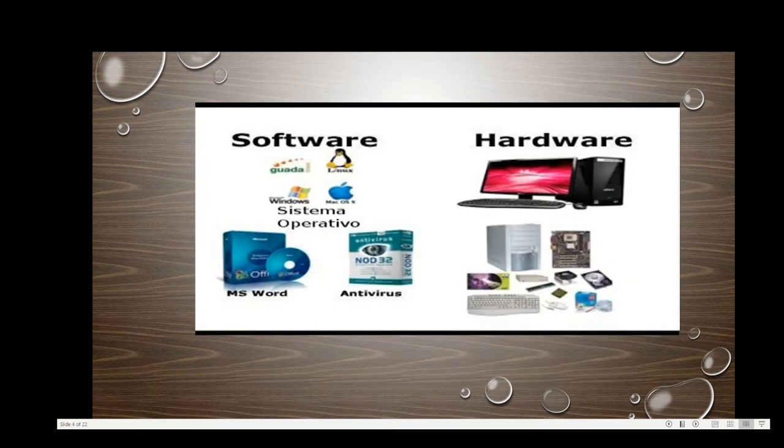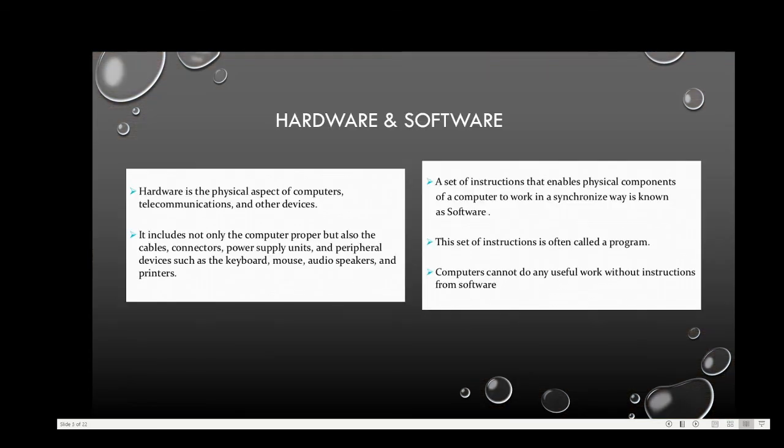So basically the computer system is divided into software and hardware, computer software and computer hardware. And we know the difference between a hardware and a software. Computer hardware basically refers to the physical part of a computer, the physical aspect like the cables, the connectors that are used, the power supply units, the peripheral devices like the monitor, the keyboard, mouse, the CPU, speakers, printers, scanners, microphones. All these devices come under the hardware part.